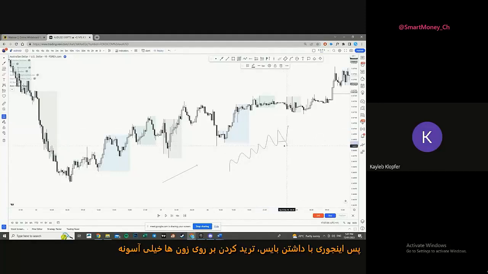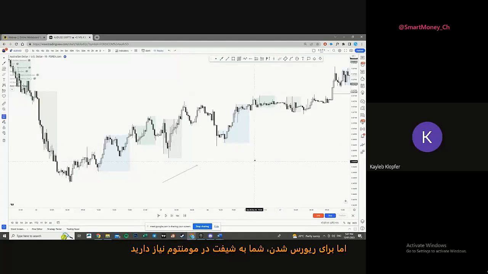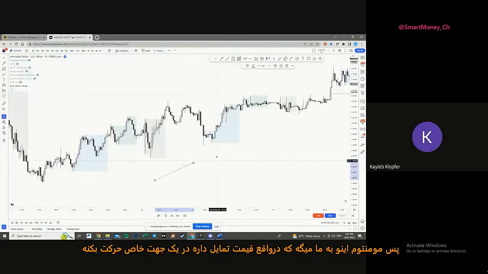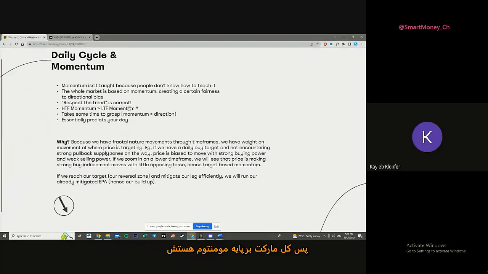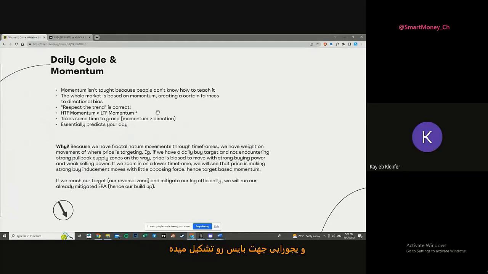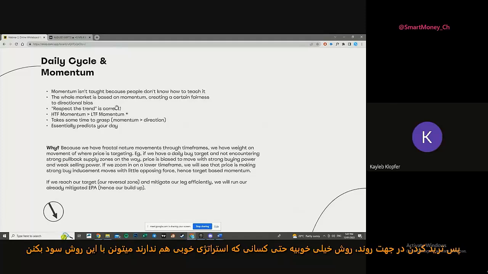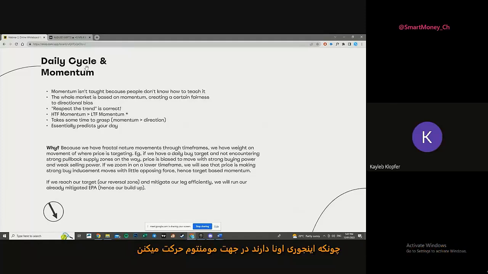So it's very easy to trade from zones with a bias, okay? But as a reversal from an up move, you need that momentum shift. So utilizing momentum tells us that it's easier for price to move in a certain direction. The whole market's based on momentum, and it creates a fairness to directional bias. So that idea of respect the trend is a very correct idea because of momentum. Trading with the trend is a very good tactic, and people are very profitable even if they don't have a good strategy, because they're just following momentum.